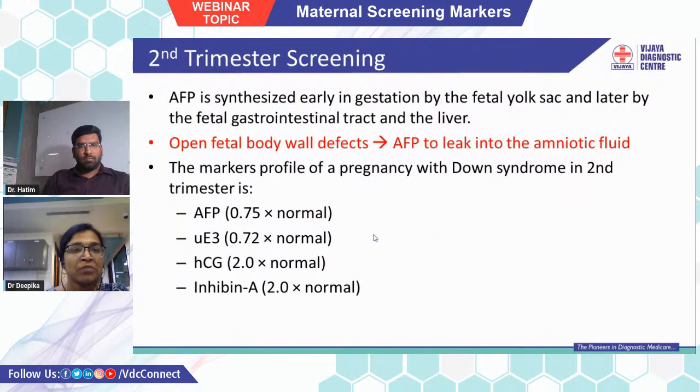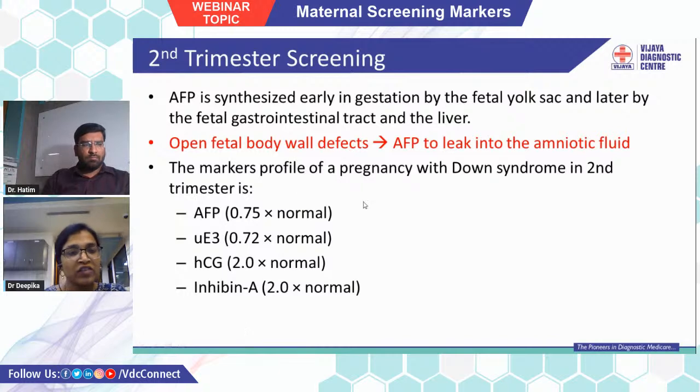So the most important marker for second trimester screening is alpha fetoprotein. From the name itself, it is synthesized from the fetus, in early gestation by the fetal yolk sac and in later gestation by the fetal GIT and the liver. So whenever there is an open fetal body wall defect, this AFP will leak into the amniotic fluid. Then it goes into the maternal circulation, where we can measure the levels of alpha fetoprotein.